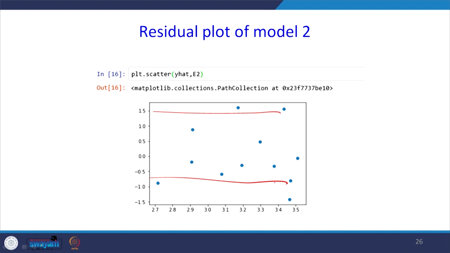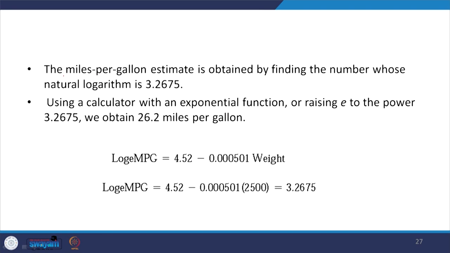But you should be very careful while interpreting the answer, because it is not actual y, it is log of y. So when you substitute the values into this, the miles per gallon estimates are obtained by finding the number whose natural logarithm is 3.2675. Suppose you substitute weight equal to 2500, we get log of our y value, that is miles per gallon, as 3.26. If you want to know the actual value, you have to take e to the power 3.26. To bring it to normal terms, using a calculator or an exponential function in Python, we raise e to the power of 3.26, and we get 26.2 miles per gallon. That is your original y value.